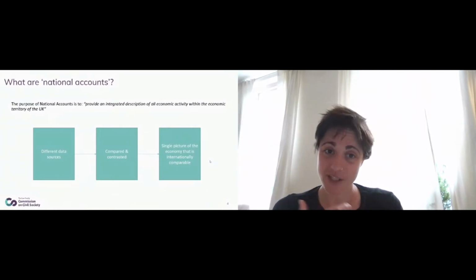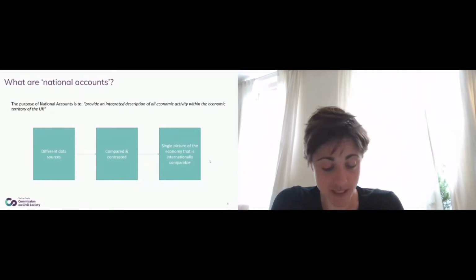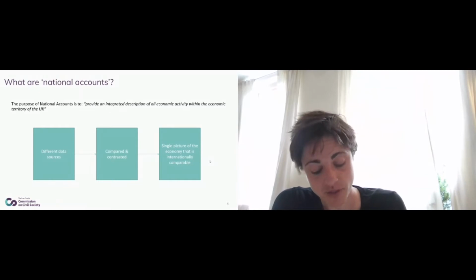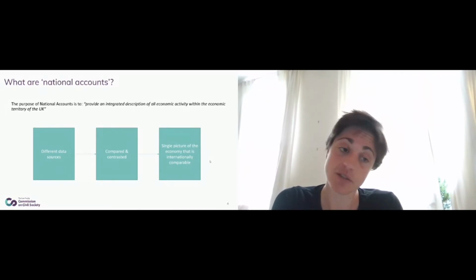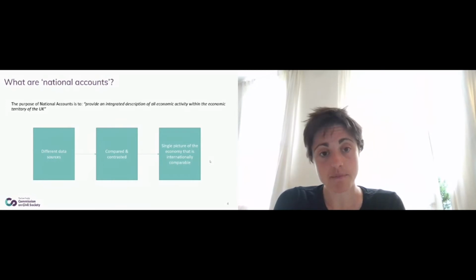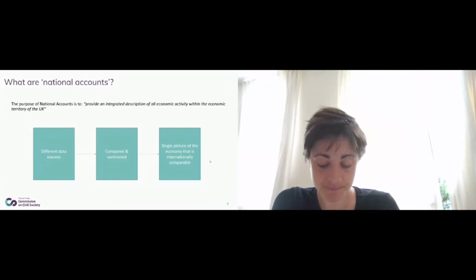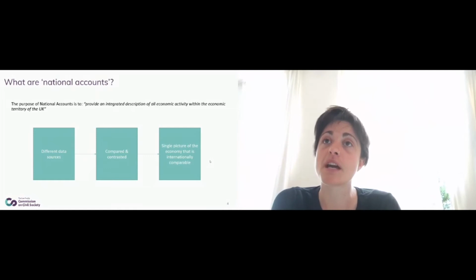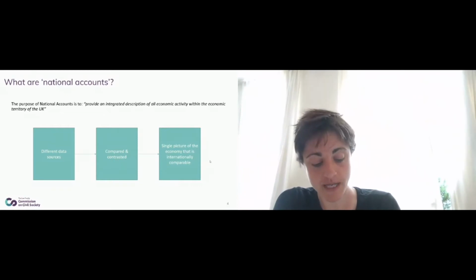The purpose of national accounts is to provide an integrated description of all economic activity within the UK. The way that national accounts are built is that they draw on a range of different data sources. That includes administrative data, so things like tax records, and administrative data held by BEIS and other government departments and agencies, as well as surveys. Those different data sources are pulled together and compared and contrasted.